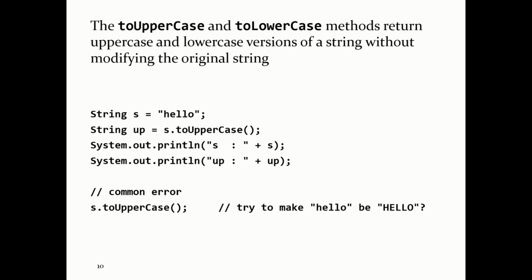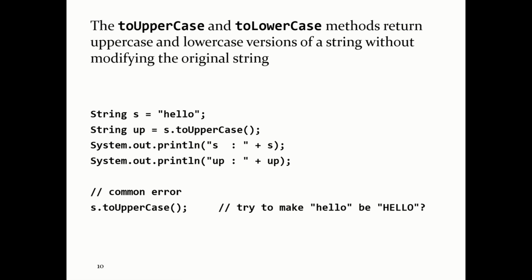If I want to use the toUpperCase method, I need a reference to a string object. So in other words, I need s, so I can write s.toUpperCase, and that returns the uppercase version of hello. So big H, big E, big L, big L, big O. What it doesn't do is change the original string.